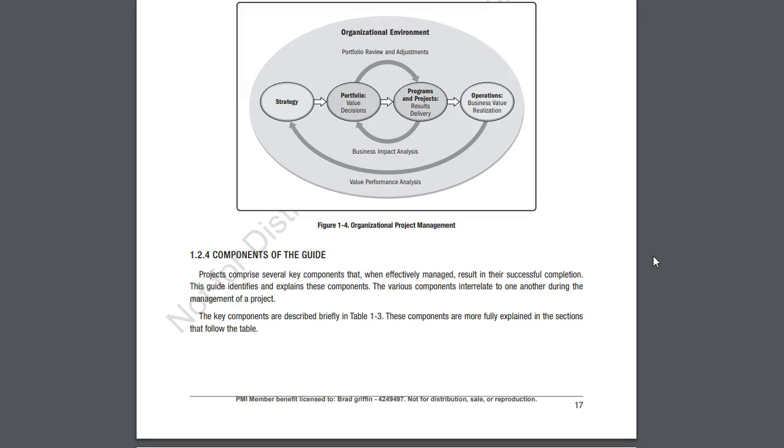So here we include the idea of this kind of a loop. So our strategy drives those portfolios, which drives the projects, which really drive how do we increase business value. And that's what we're looking at. We want our business value to increase. Does every project lead to an increase in business value?